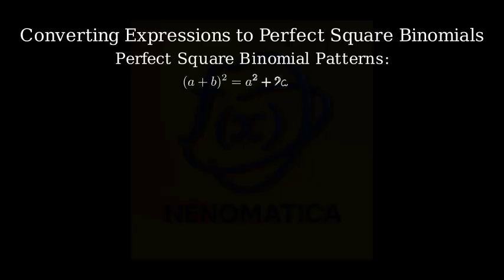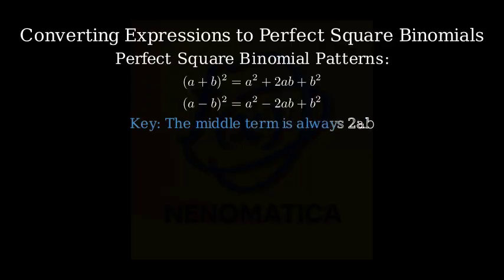The first pattern is (a + b) squared, which equals a squared plus 2ab plus b squared. And the second pattern is (a - b) squared, which equals a squared minus 2ab plus b squared. Notice how the middle term in each case is 2 times a times b with either a plus or minus sign. This is the key pattern we'll be looking for.